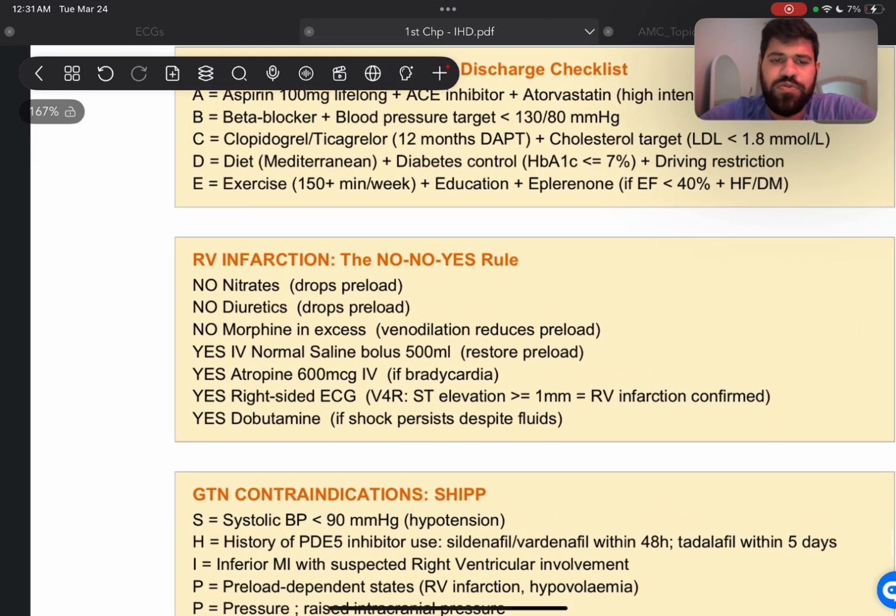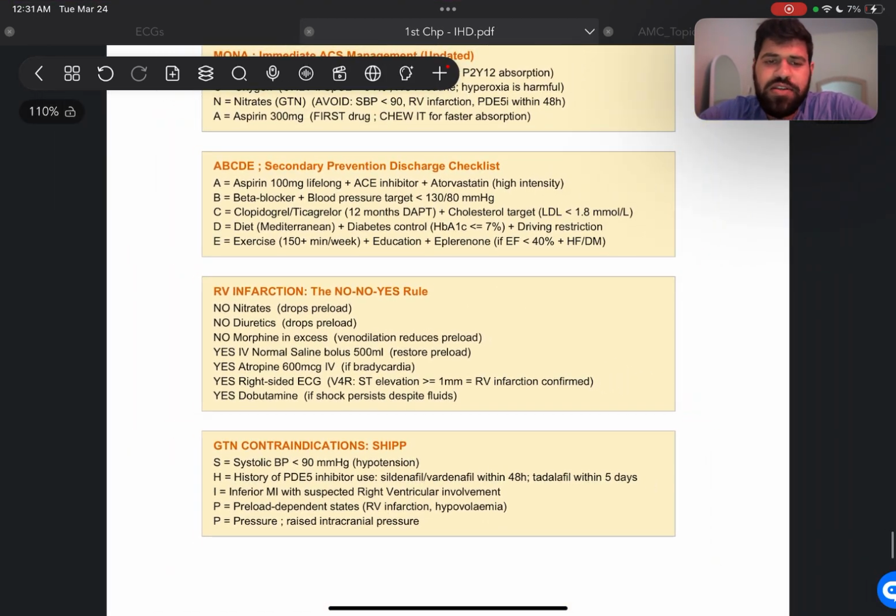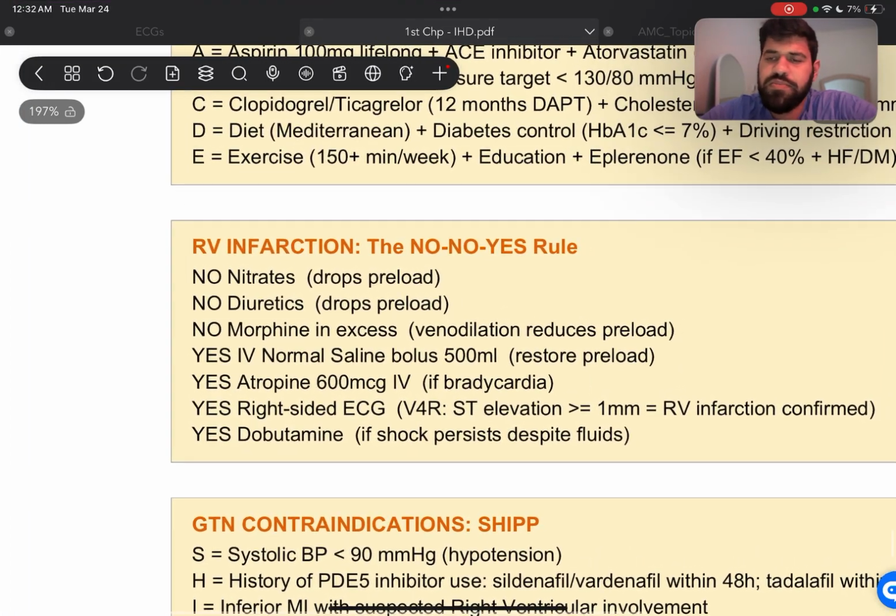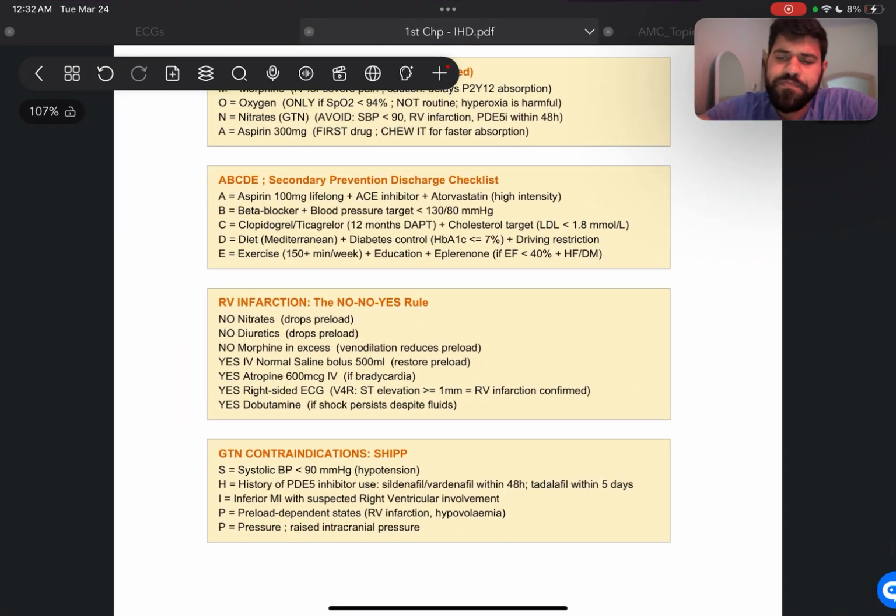The 3 no, 4 yes rule for RV infarction: no diuretics, no nitrates, no morphine; yes to IV normal saline. This is important, right ventricular infarction, because this is something that could be a trap set by the AMC, and it's better that you know this right now so you don't fall into this trap and lose a mark.